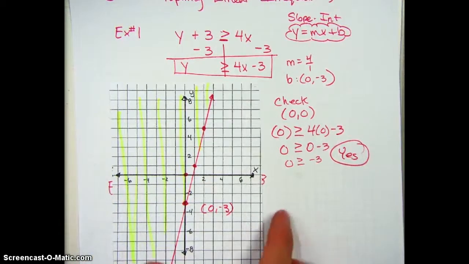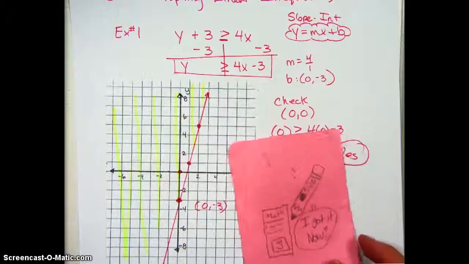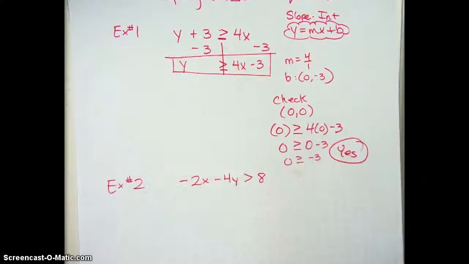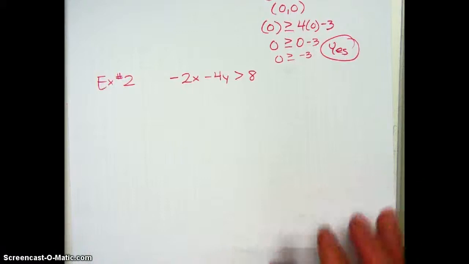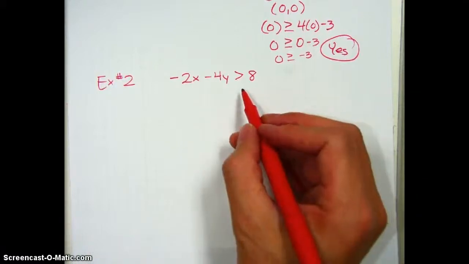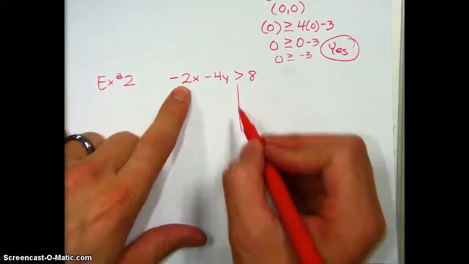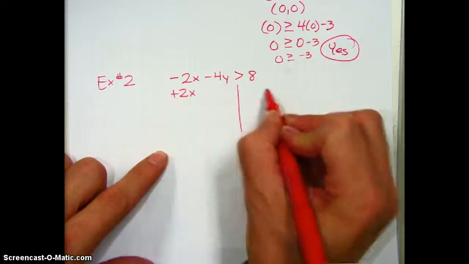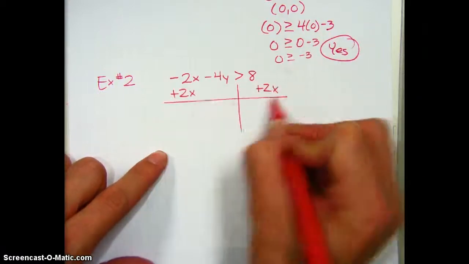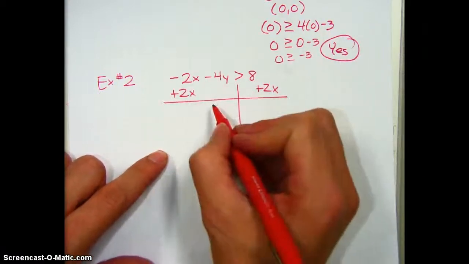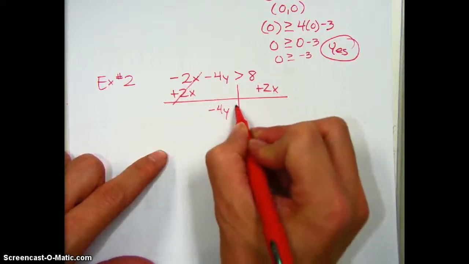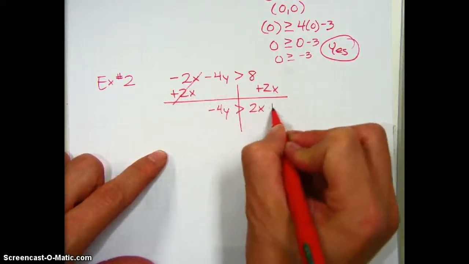Let's try one more here. Okay, so if you don't feel necessarily like you got it, well, let's see if we can try another one. So I'm going to scoot this up, and I'm going to take a look at this. All right, so this one looks like I need 2 steps to solve for y, get this y by itself. So first thing I'm going to do is add 2x to both sides. Add that term with the variable first. So add it to both sides. That goes away. I get negative 4y is greater than 2x plus 8.